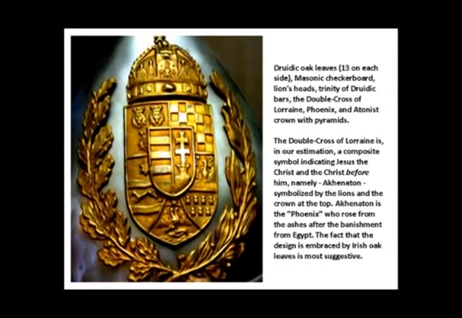Here we have a crest from Europe showing everything. Druidic oak leaves, 13 on each side, a Masonic checkerboard motif, lions' heads, a trinity of Druidic bars, the double cross of Lorraine, a phoenix, and an Atenist crown with pyramids. The double cross of Lorraine is, in our estimation, a composite symbol indicating Jesus, the Christ, and the Christ before him, namely Akhenaten, who is symbolized by the lions and the crown at the top. Akhenaten is also the phoenix who rose from the ashes after the banishment from Egypt. The fact that the design is embraced by Irish oak leaves is also most suggestive.